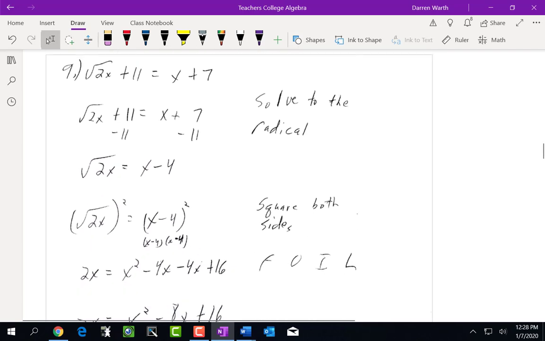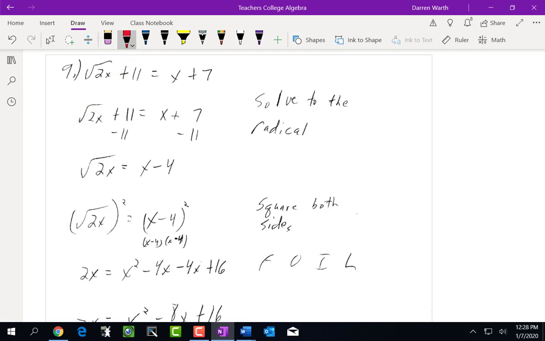Now number 9 says, my directions on number 9, it just wants me to solve this radical equation. So remember, to solve a radical equation, I'm going to have to solve my equation with the radical sign. So here's my radical sign. The word radical means root. So this is a radical right here. That's a radical sign, also known as a root sign. I'm going to solve my radical sign and then finish it off.